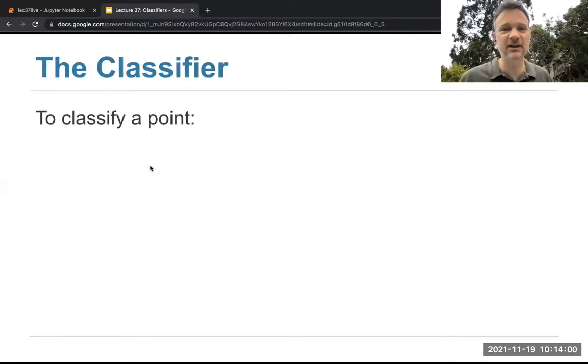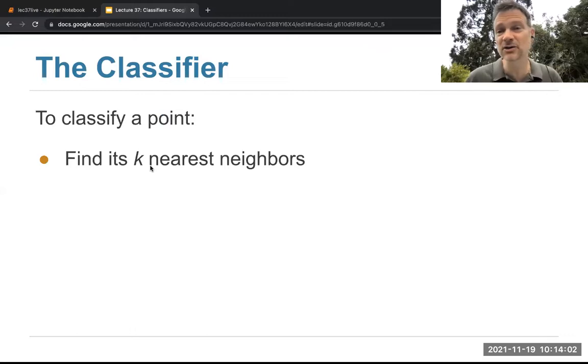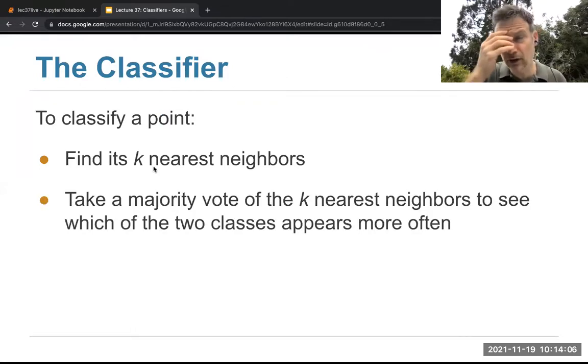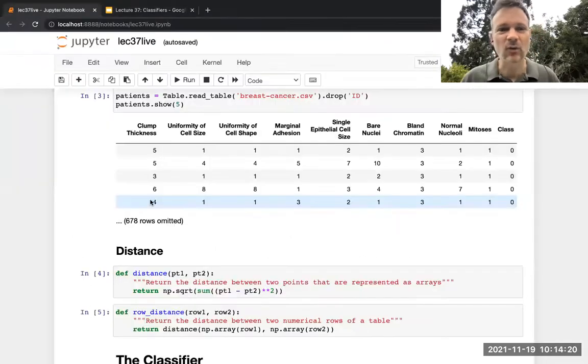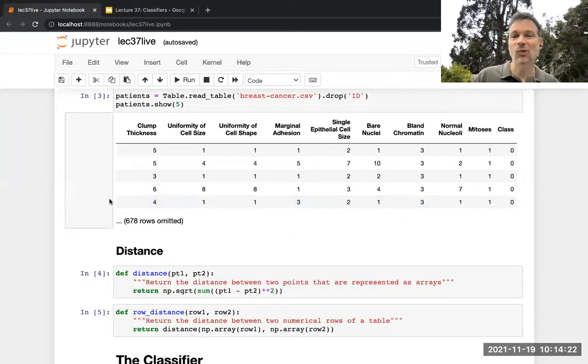And now to get a nearest neighbor classifier, we're going to use that code to find the k nearest neighbors of the example. Then we're going to look at the classes of those neighbors and take a majority vote. See which class is the most common among the nearest neighbors, and that will be the prediction that we make. Okay, so I wanted to walk you through how you implement this in Python.